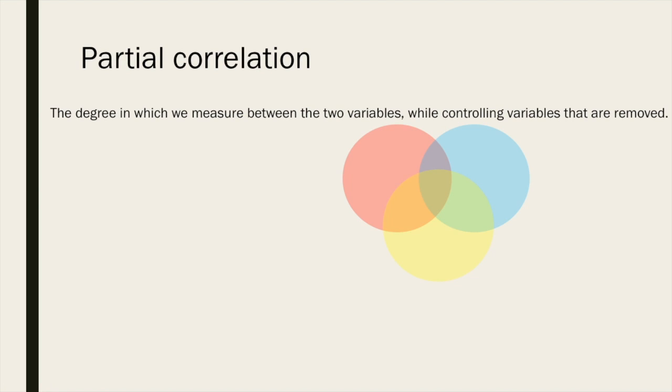Partial correlation is the degree to which we measure the relationship between two variables while controlling variables are removed. So, if you are going to measure the correlation between the red and the blue circles, you would use the 2 colors that correspond in the middle, this part right here and this one right here. And if you were to get the correlation between the red and the yellow circle, you'd be looking at this color here and this one right here.